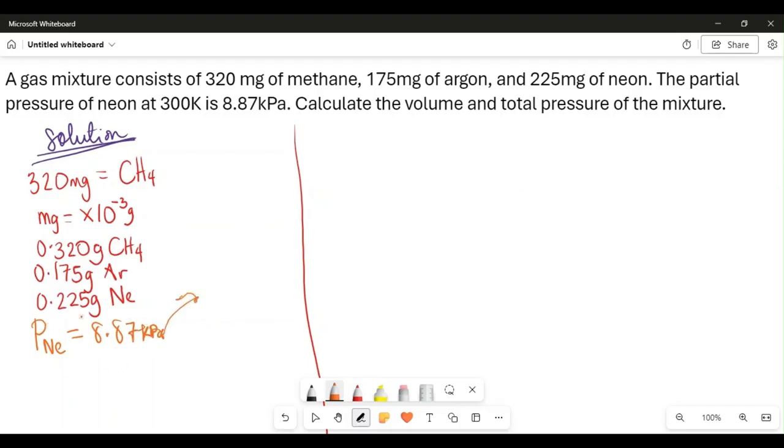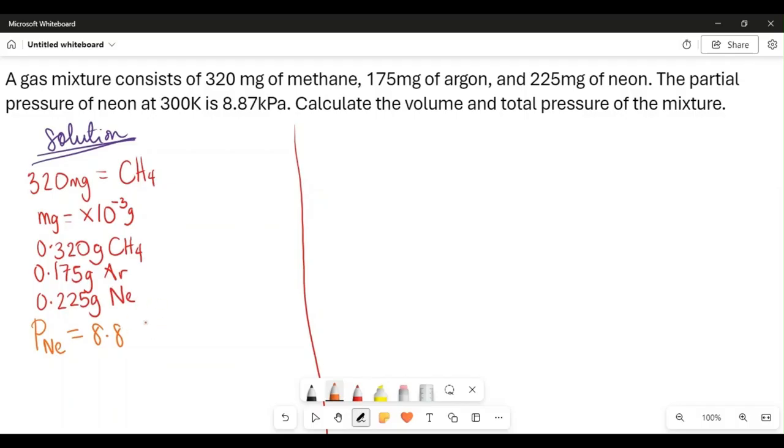Now we only know the pressure of neon because this is a gas mixture. Anytime you're dealing with a gas mixture with different gas components, you have to understand that the pressure each gas exerts would be different, except if the question tells you otherwise. The total pressure is not going to be just the pressure of one gas, it's going to be the pressure of every single gas.